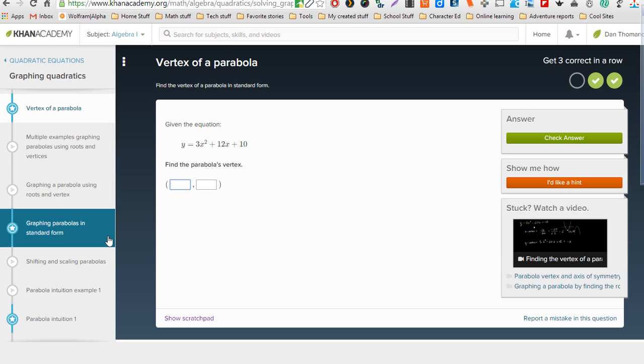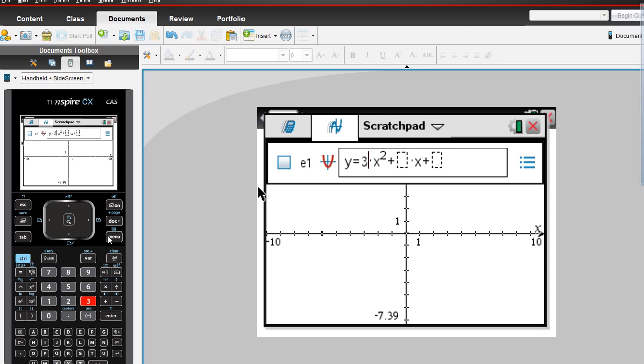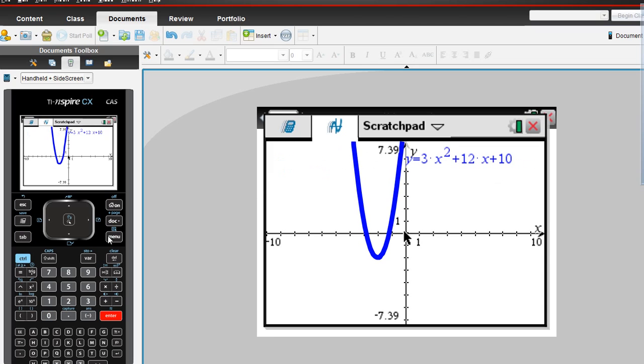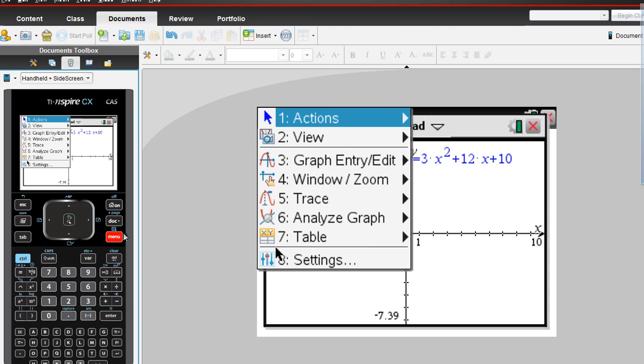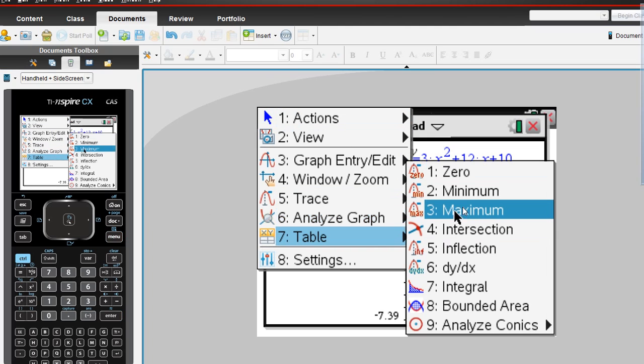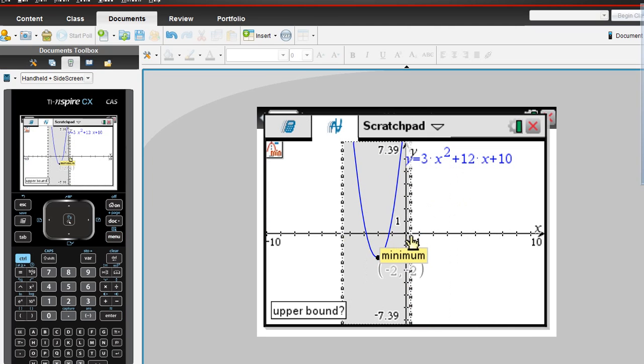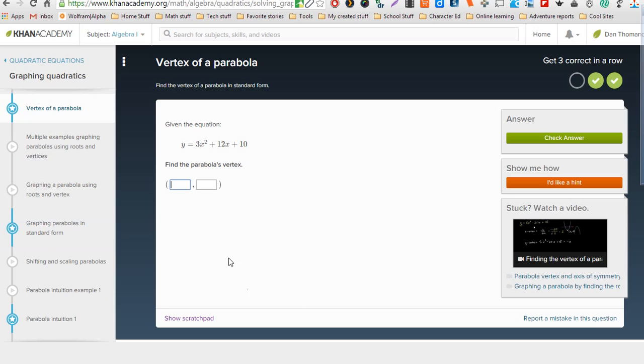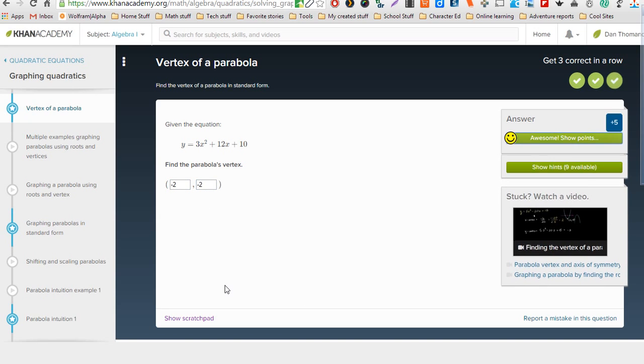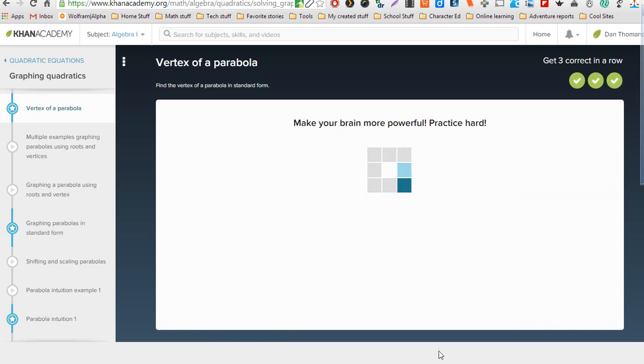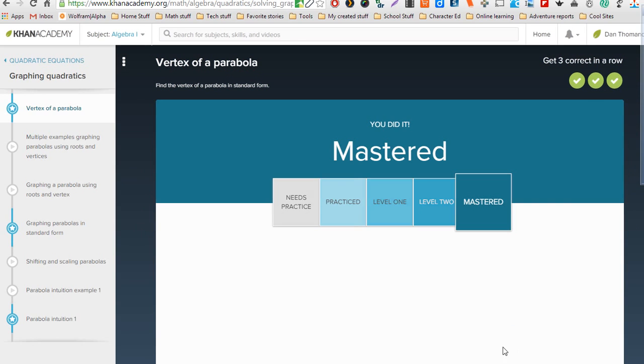And that equation was 3x squared plus 12x plus 10. So 3x squared plus 12x plus 10. And there's going to be my vertex down here. So then I just do my analysis, analyze graph for a minimum between here and there. And it's at -2, -2. Okay, you should be able to get that done like I did right there.